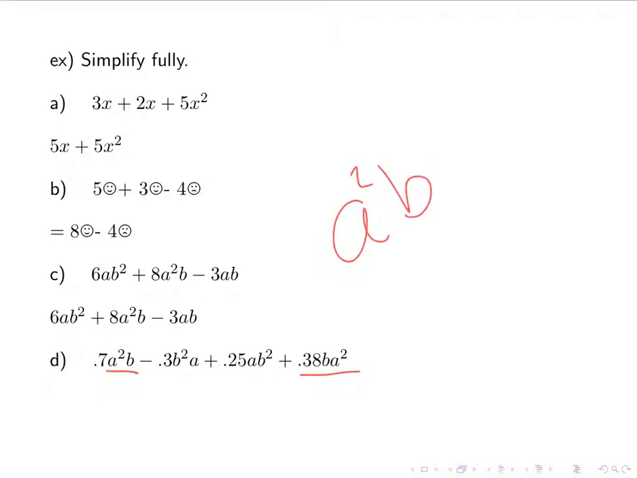A squared times b is equal to b times a squared. You just have to be careful and make sure that it's the a that's being squared and the b that's being raised to the 1. So those 2 terms are like terms and I can combine them. The other 2 terms both have b squared a to the 1, b squared a to the 1. Again, the order is not the same, but with multiplication that does not matter. So I can combine the middle 2 terms also.